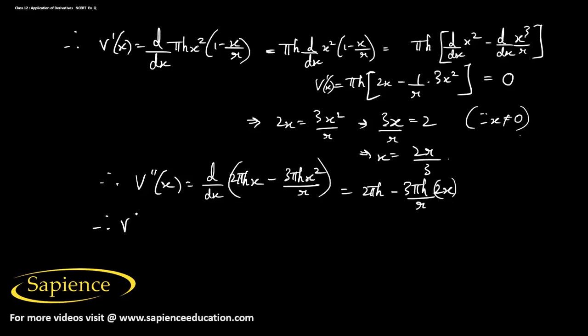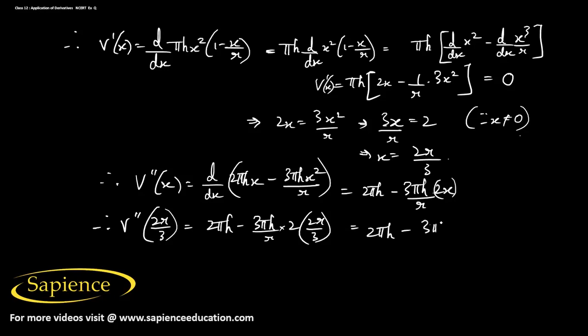So now therefore we have to find the value of v double dash at 2r by 3. That will be equal to 2 pi h minus 3 pi h by r into 2x. So x is 2r by 3. So now this is 2 pi h minus 3 pi h by r into 4r by 3. So 3 and 3 will get cancelled, r will get cancelled. So this is 2 pi h minus 4 pi h, that is minus 2 pi h, which is obviously less than 0 since h is a positive value.